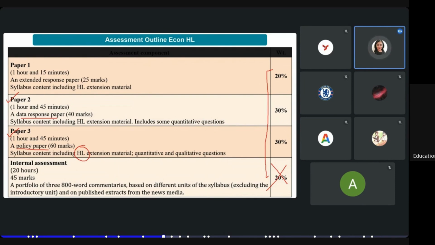The focus here is on both quantitative and qualitative questions, HL students. So it could be a definition question. It could be a look at the diagram and calculate XYZ question also. From the diagram, can you calculate producer's revenue? So the focus is equally divided into quantitative and qualitative questions.